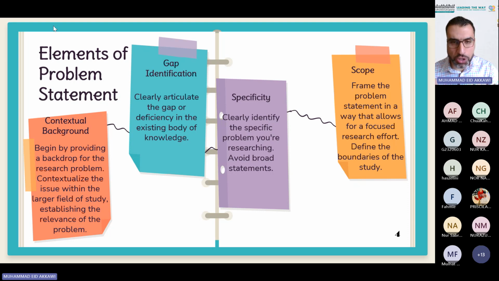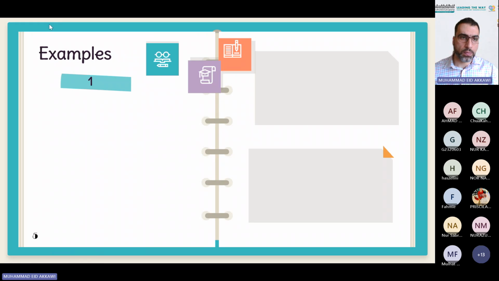This is the limitation of your study. You are not going to involve the entire Malaysia; you are specific on this area. And if you want to be more specific about a population, like children, older adults, etc., it depends again on the goal of your study. So let's take some examples.